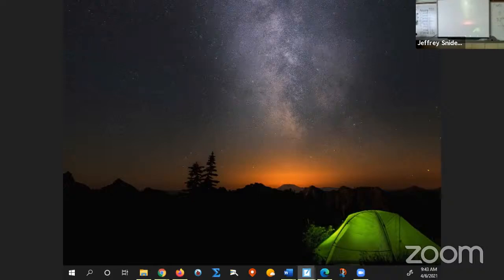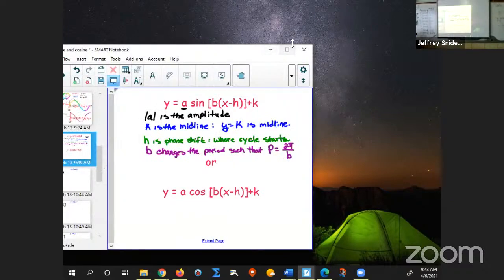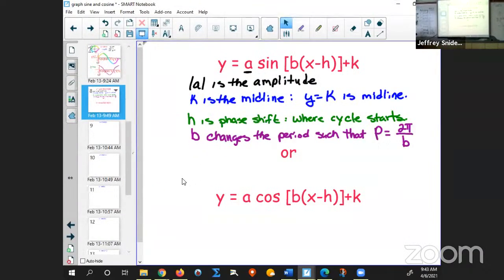So yesterday we were going through the values of A, K, H, and B and what they did on the page. Did we get through all four of those? Okay. So I'm going to put this back up here. This is from my second block class, so it might look a little different how I wrote it. These were what we were talking about yesterday. If you don't have those things written down, you're going to want to write those things down. And those things are true for both sine curves and cosine curves.